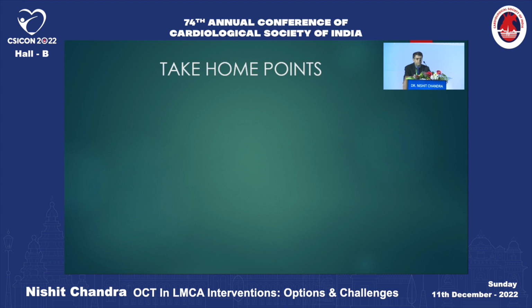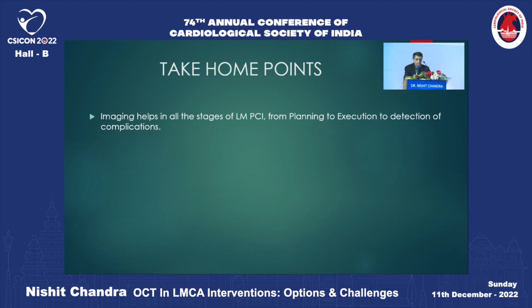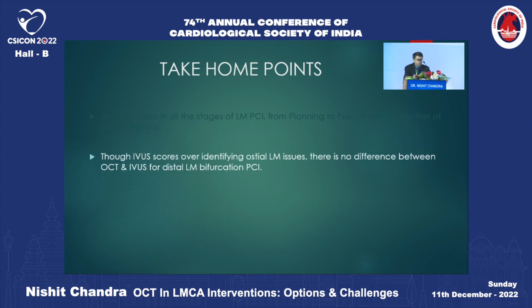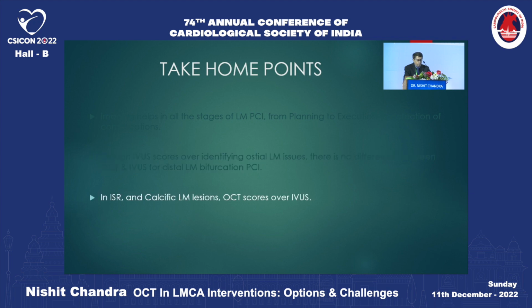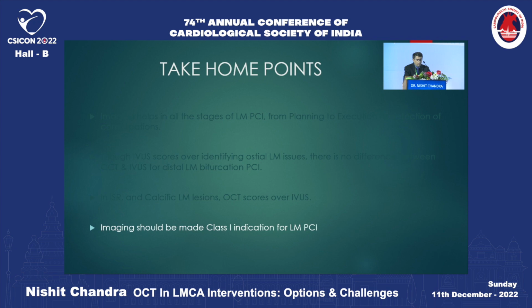So the take home points, ladies and gentlemen: imaging helps in all the stages of left main PCI, from planning to execution to detection of complications. Though the choice between IVUS and OCT is debatable, IVUS scores over in identifying ostial left main issues, while there is no difference between OCT and IVUS for distal left main bifurcation. In in-stent restenosis and calcified lesions, OCT has an edge over intravascular ultrasound. In my opinion, intravascular imaging should be made a class 1 indication, at least for left main PCI. Thank you very much.